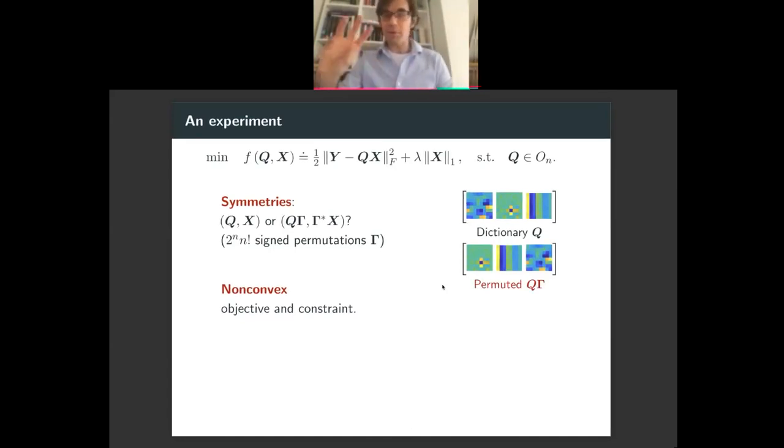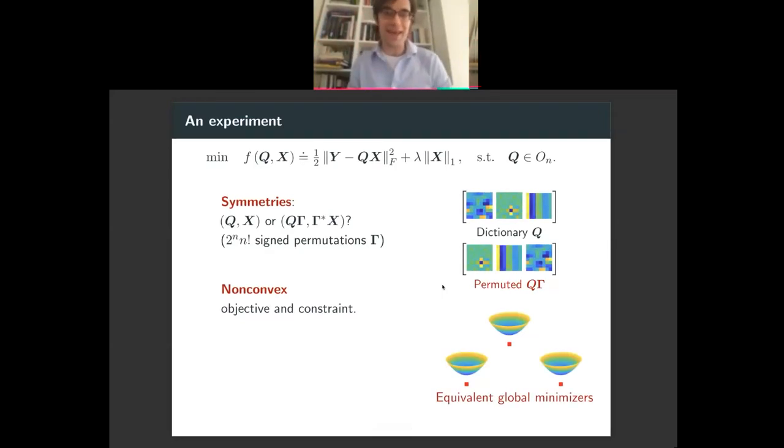So this problem exhibits a permutation symmetry. And so we expect that if you found one good solution, there are a combinatorially large number of other equally good solutions in the space. For that reason, we expect that this problem is non-convex, simply because it has a large number of disjoint global optimizers.